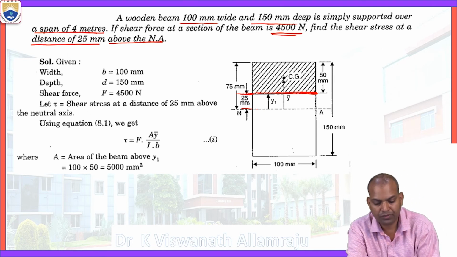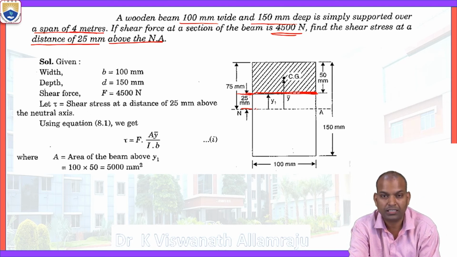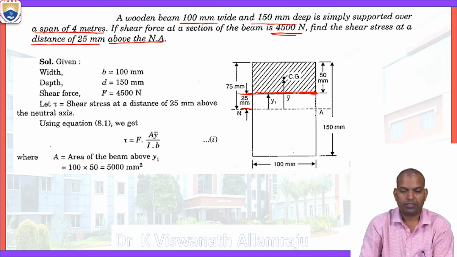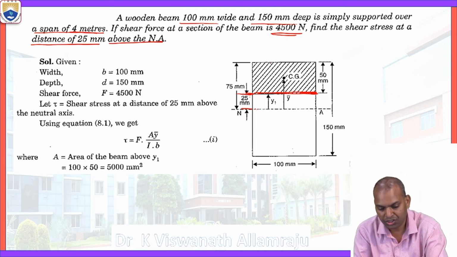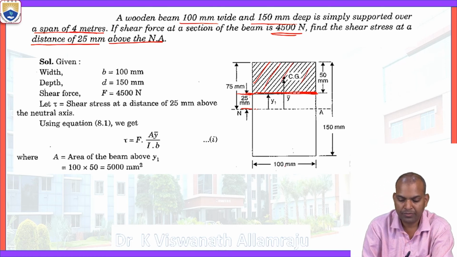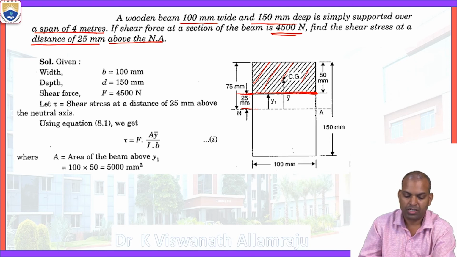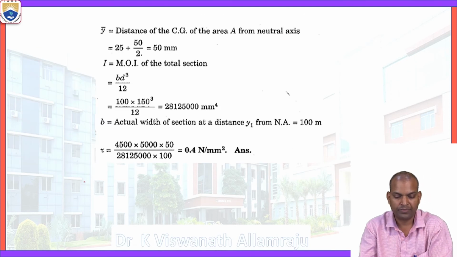At a distance of 25 millimeters from the neutral axis, that is what we want. So how to start? We know the shear formula, that is tau equals FAȳ by IB. What is that area A? A is the area of the beam above y1. This is the hatched area. That area equals width 100 millimeters times depth 50 millimeters, 100 into 50, that is 5000 square millimeters.